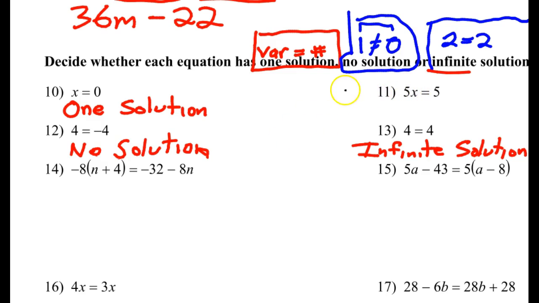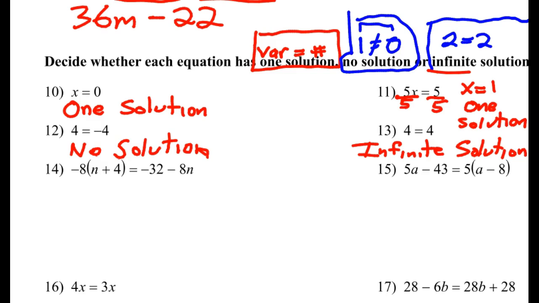Number 11 and the rest of these you have to do a little bit of solving. So we have a variable, 5 times x equals 5. So x equals 1. So we got an answer of 1. So clearly there's one solution. We got an answer. Got the 14 and the 15.